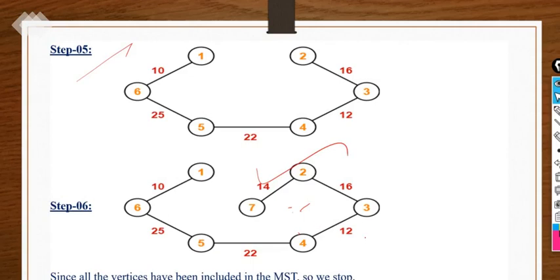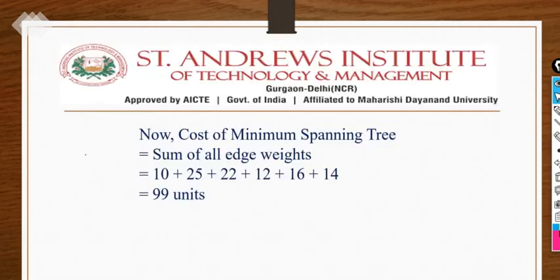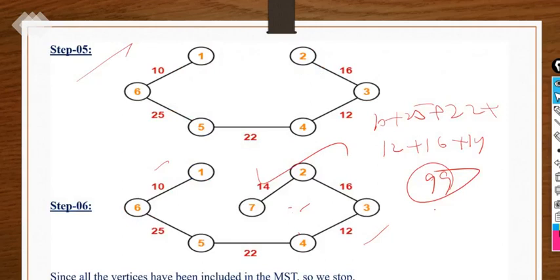Now our main task is to stop over here and add all the weights that are available here: 10 plus 25 plus 22 plus 12 plus 16 plus 14. Now as an answer we will get 99. So I hope this is right. Yes, this is the sum. So 99 is the answer for this particular question.